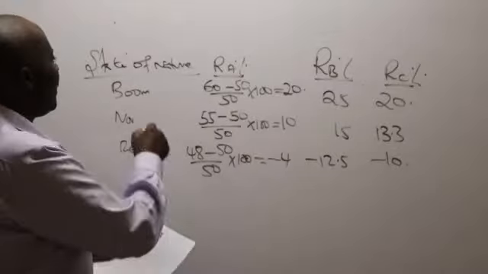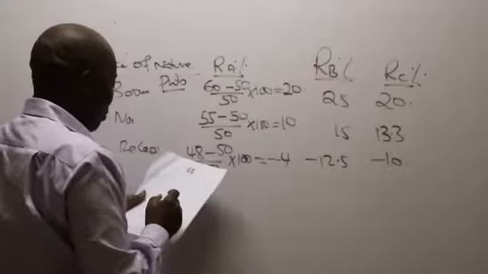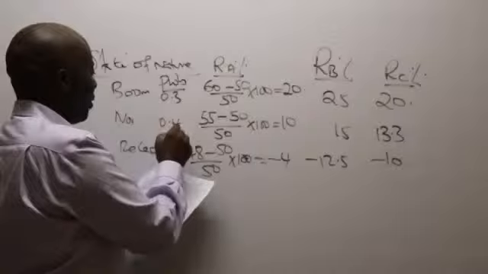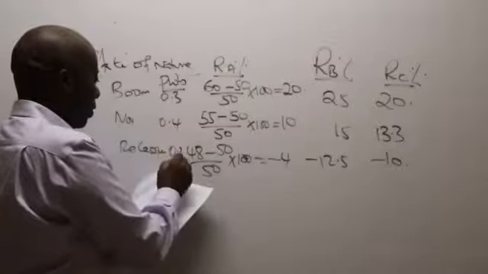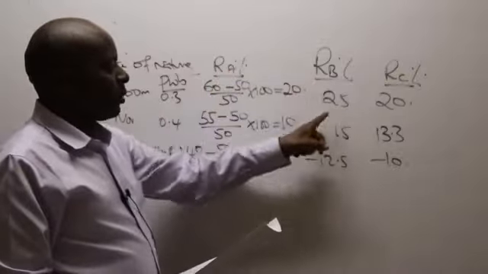Now, ladies and gentlemen, after I reach there, I would want you guys to do me a favor. Please remember, we already have our probabilities. Probability of boom is 0.3. Probability of normal is 0.4. Probability of recession is 0.3.